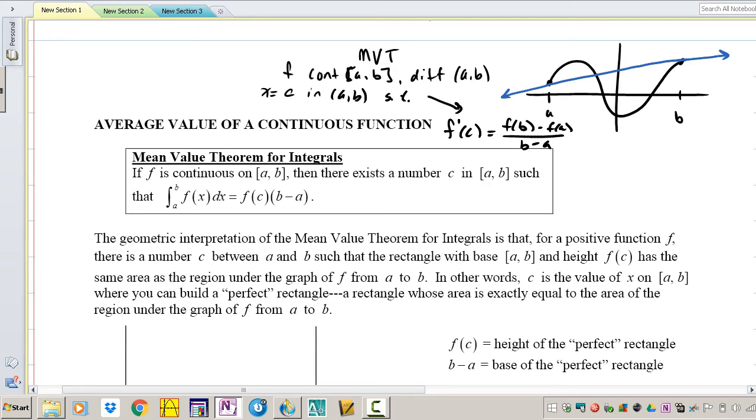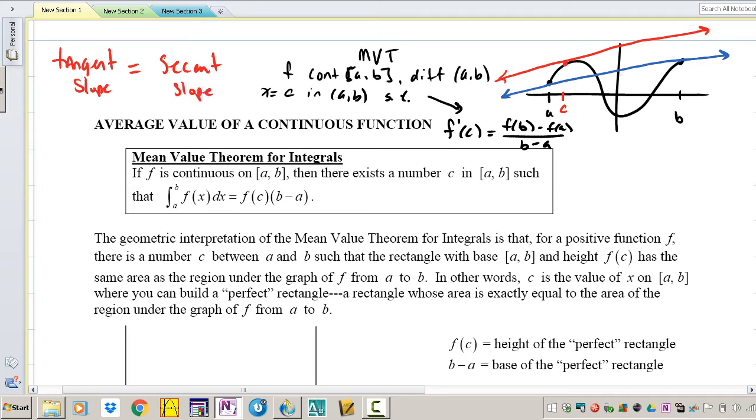And what the theorem's trying to say is that there must be at least one c. I'm going to do this in red. There must be at least one c such that the slope of this average rate of change was equal to the slope of the derivative, the slope of the tangent line, so that these two slopes were the same. All the theorem was trying to say is that if your function is continuous from a to b and differentiable from a to b, then there must be a c such that the tangent line slope is equal to the slope of the secant.